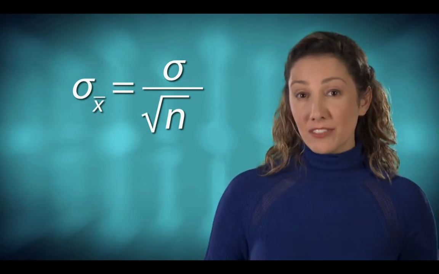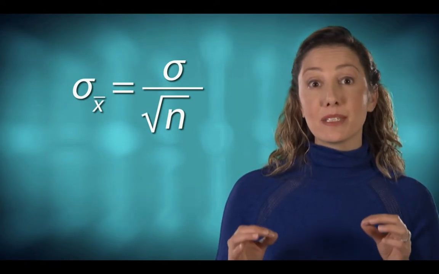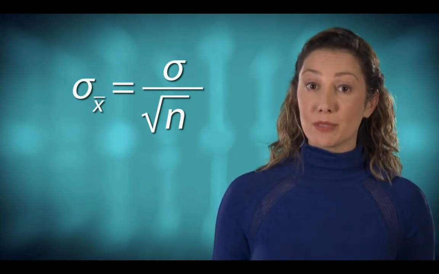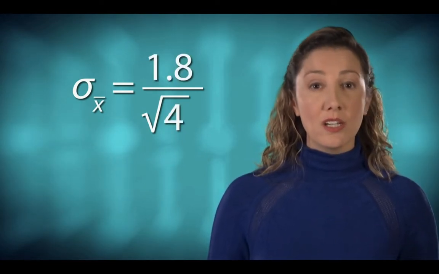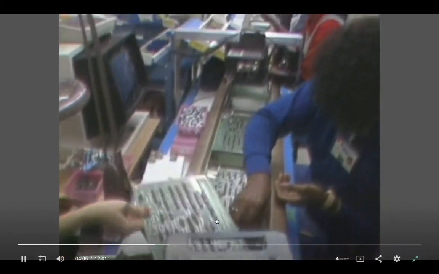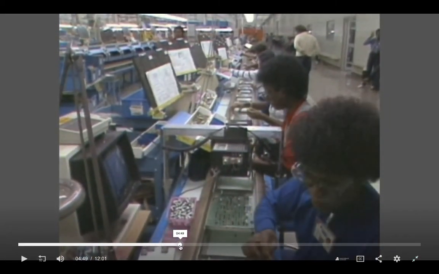There is a precise relationship between the standard deviation of the sample mean and the standard deviation of the individual heights. Here it is. The standard deviation of the sample mean is simply the population standard deviation divided by the square root of the sample size, in our case 4. So the standard deviation of our sample mean is 0.9 inches. Let's see how we can put this fact to use in a situation.